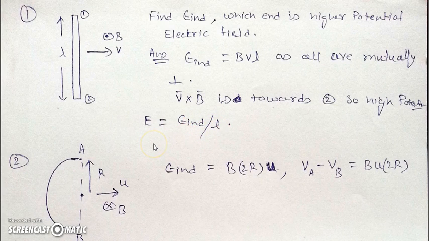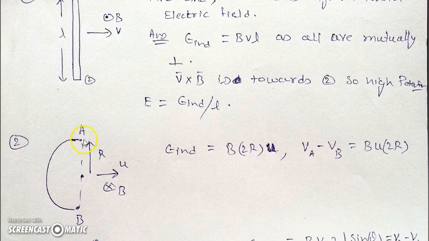Okay, in the second example, there's a semicircular wire moving with a speed u in a magnetic field which is into the plane of paper. We can say the effective length is 2r. So we can consider a rod of length 2r moving with the velocity u in the magnetic field B. So the EMF induced will be BLu, which is B into 2r into u.